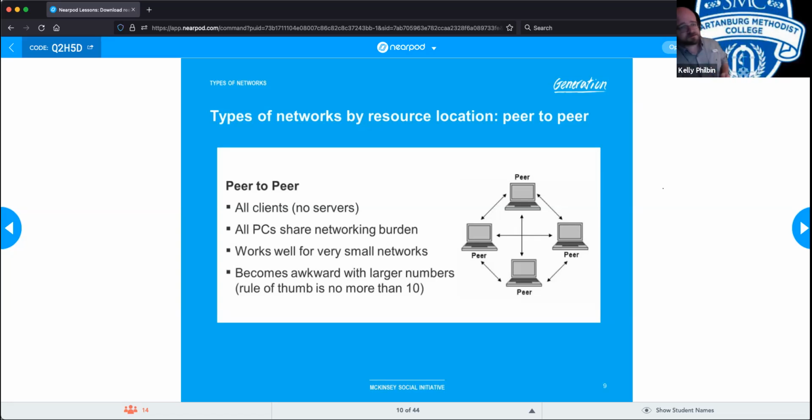Yes, Humberto. So in this peer-to-peer, each computer will need 2 NICs? In this one, no. I mean, you could have a switch in the middle of them. There's just no server that they're talking to. Okay. So it's not about the number of connections on this particular one. This is more about the sharing of resources.